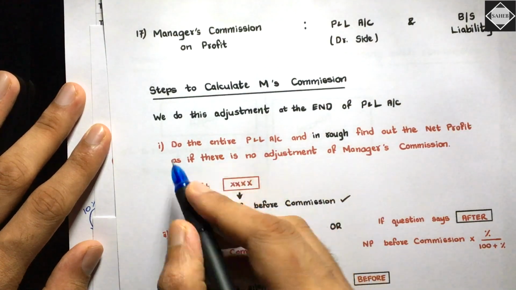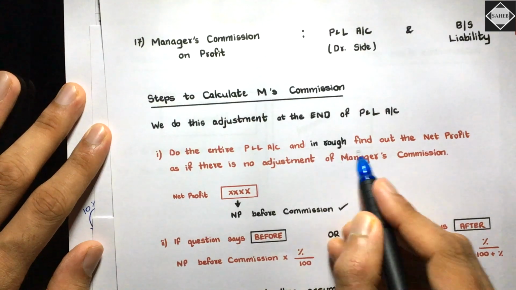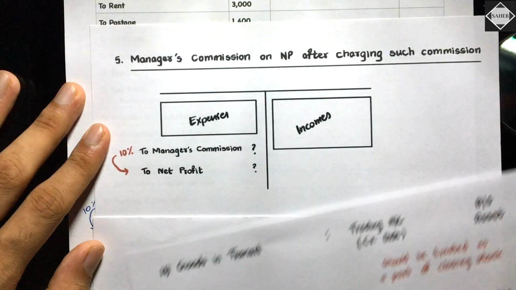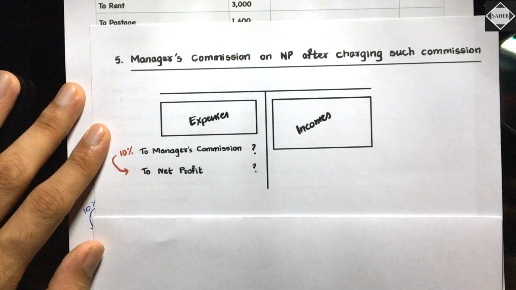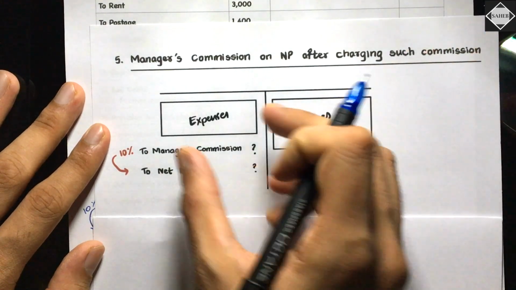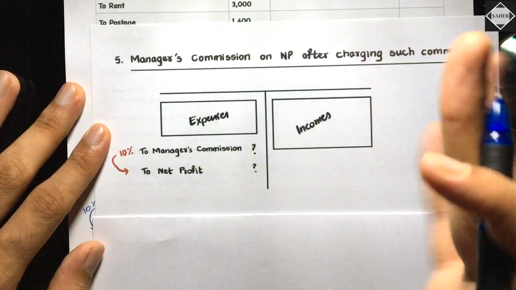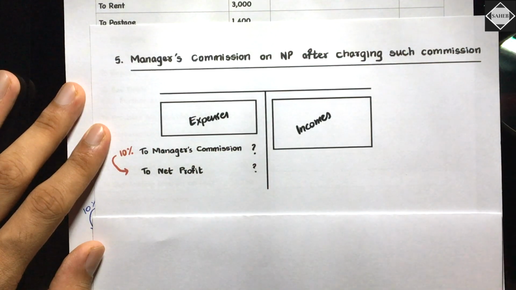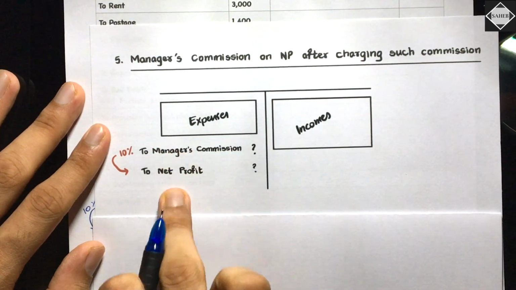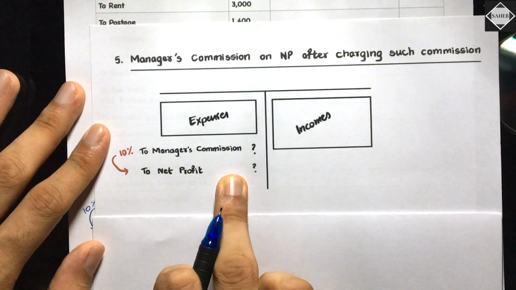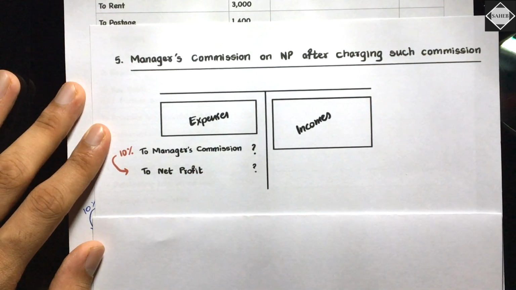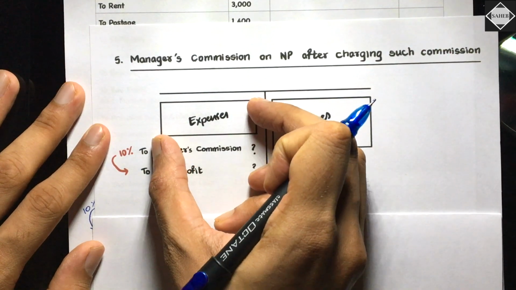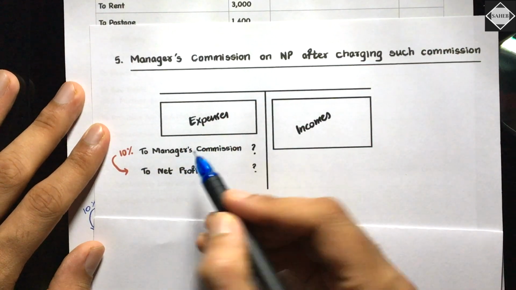That's what we are doing right now. Do the entire P&L account and in rough find out the net profit as if there is no adjustment of manager's commission. We took all the incomes, and we took all the expenses thinking there is no manager commission. We did every adjustment that was there in the question. Now we are stuck at this only: we don't know manager commission, we don't know the true net profit. So we are going to take all incomes minus expenses excluding manager commission.